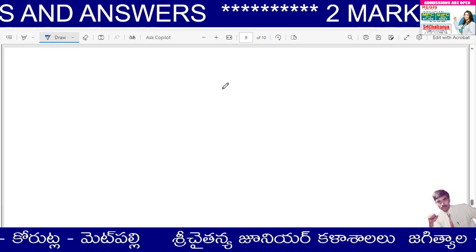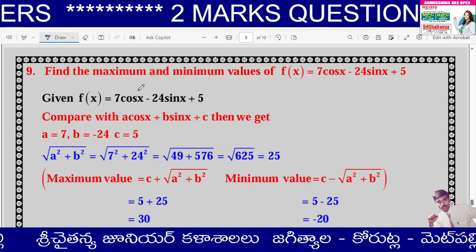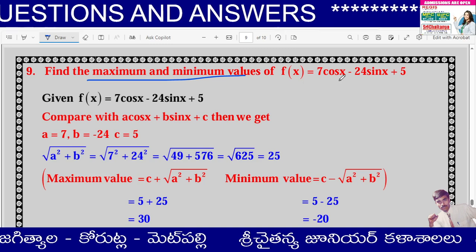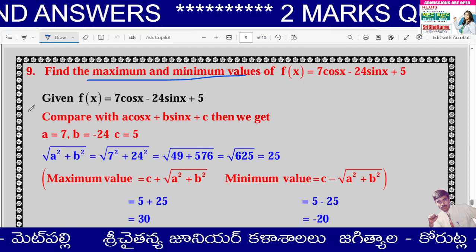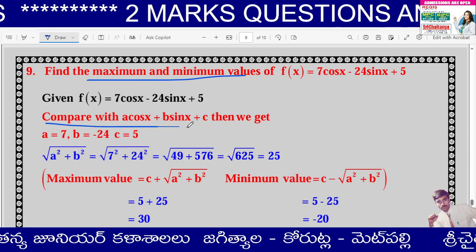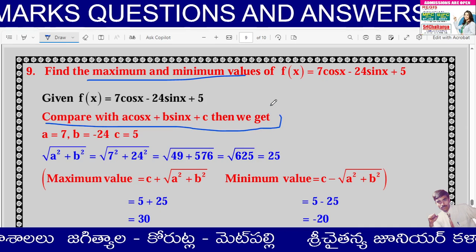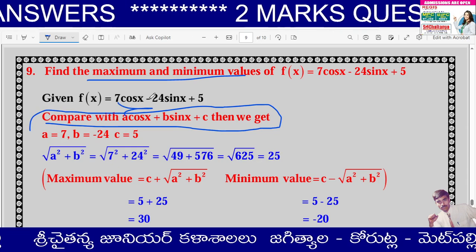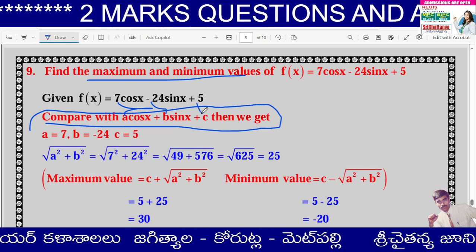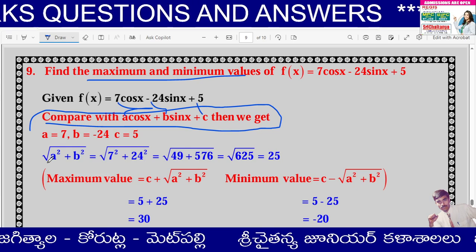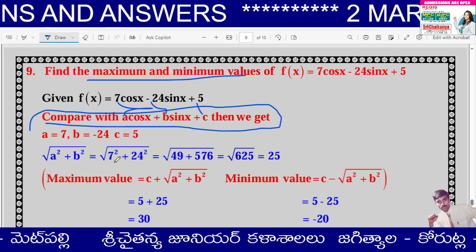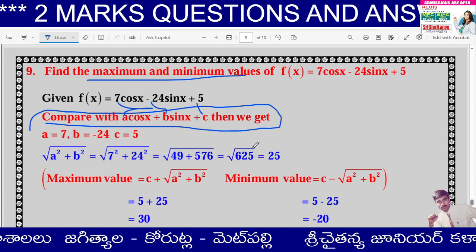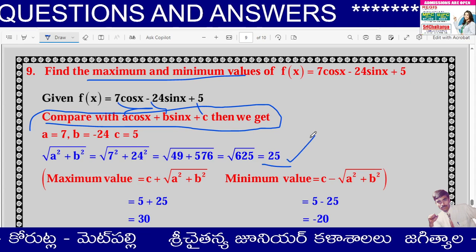Next question. Find the maximum and minimum value of f of x equal to 7 cos x minus 24 sin x plus 5. Comparing with a cos x plus b sin x plus c, you know a value is 7, b value is minus 24, c value is plus 5. First find the square root of a square plus b square. A meaning 7 square, b meaning 24 square. 49 plus 576 equal to 625. The root of 625 is 25.